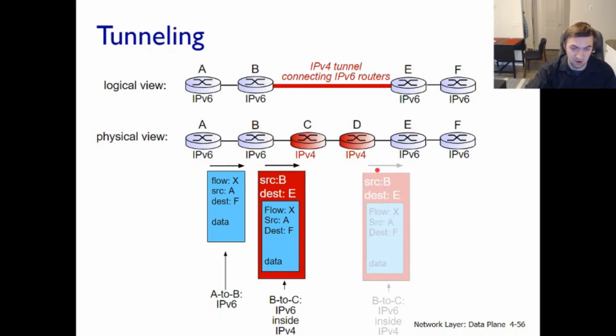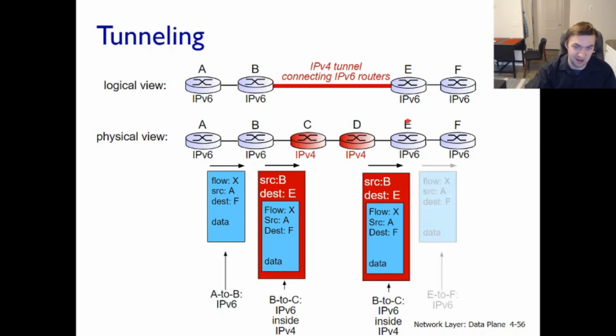So as it goes through the tunnel, it arrives at E, and then the IPv6 datagram inside is extracted and then sent from E to F. And at this point, the source is back to being labeled as A again, because that's where it originally came from, and the destination is correctly labeled as F. That's where we want to end up.